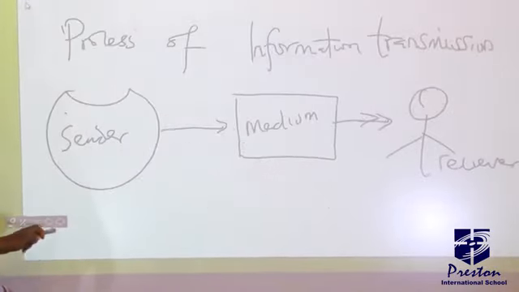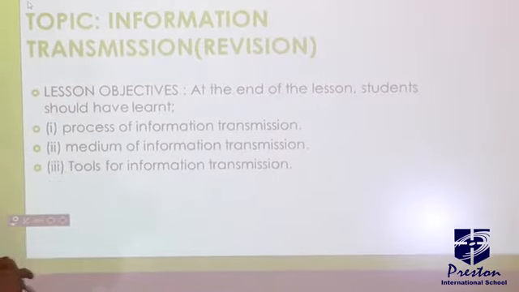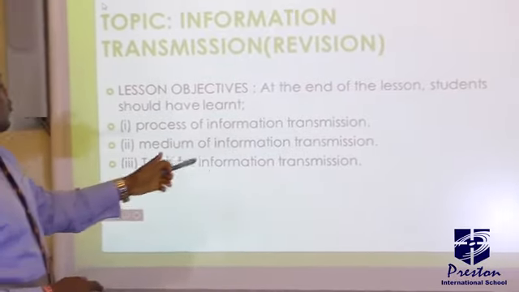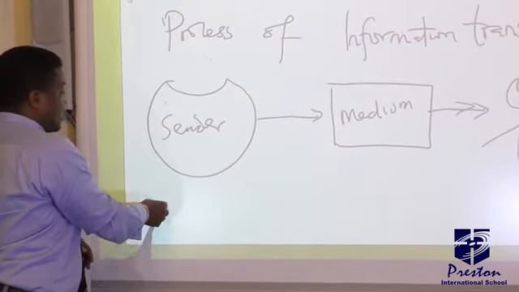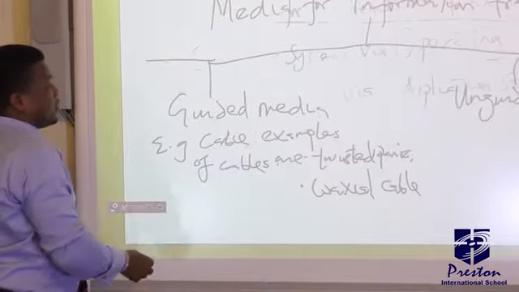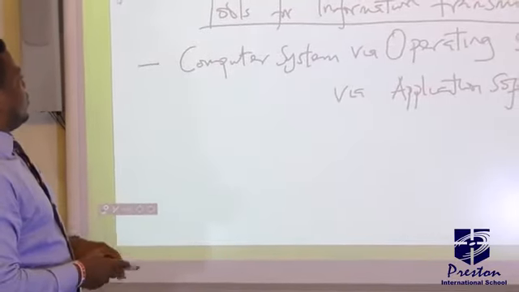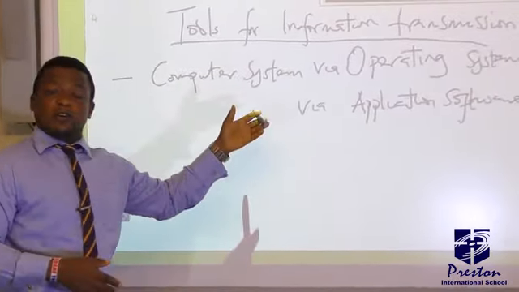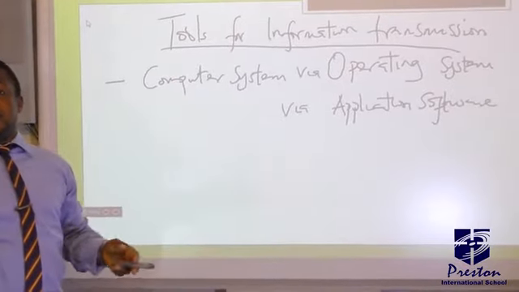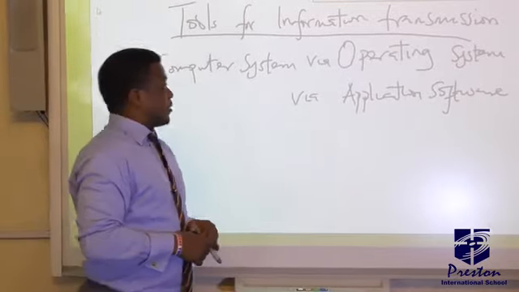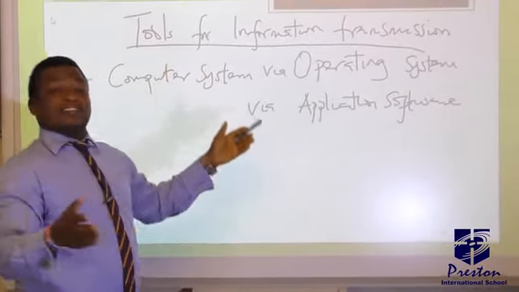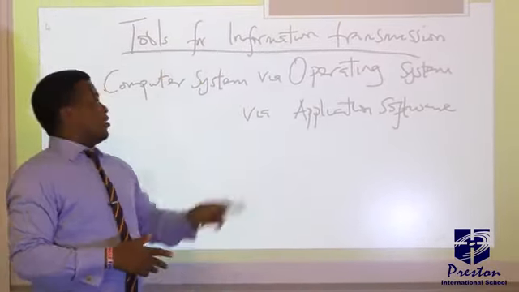Okay? Bordering on the third objective here, tools for information transmission. What are the tools involved whenever we want to send information from places to places? Now, the computer system, majorly, because this is the 21st century, we are not looking at the ancient method anymore, we are looking at the modern method. So the computer system is important. Now, how? The computer system just by itself will do nothing. You need the operating system and you need the application software.